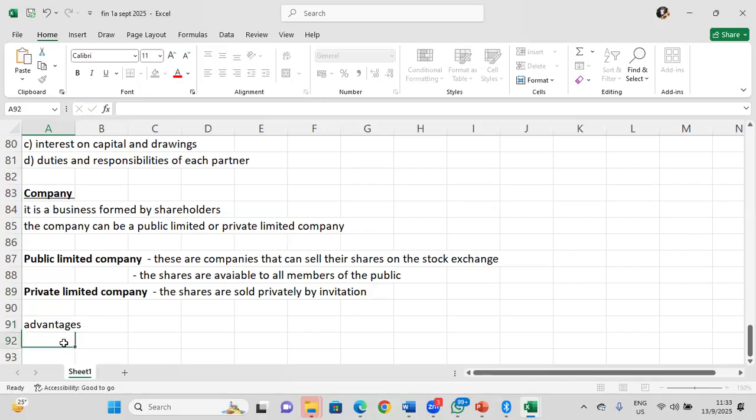Public limited companies are companies that can sell their shares on the stock exchange. Yes, the stock exchange, that's a good question. The stock exchange is where shares are bought and sold. We call it the Zimbabwe Stock Exchange, if you have ever heard of that.